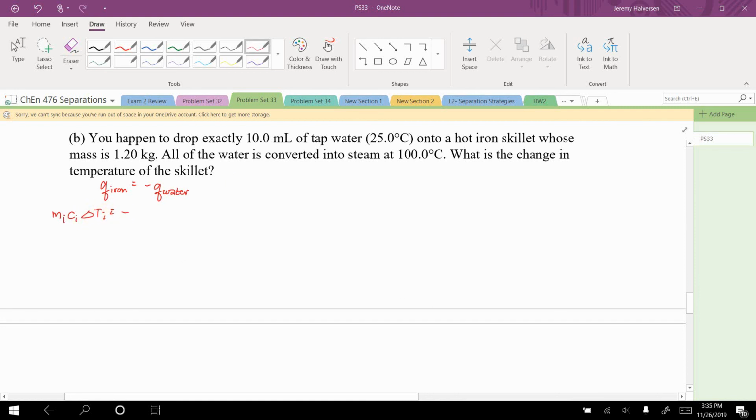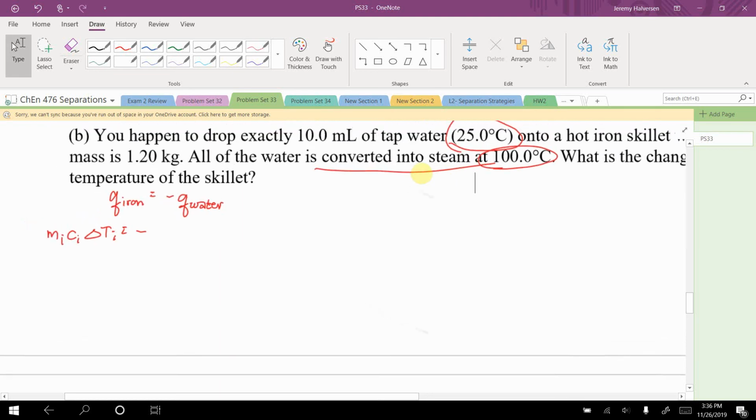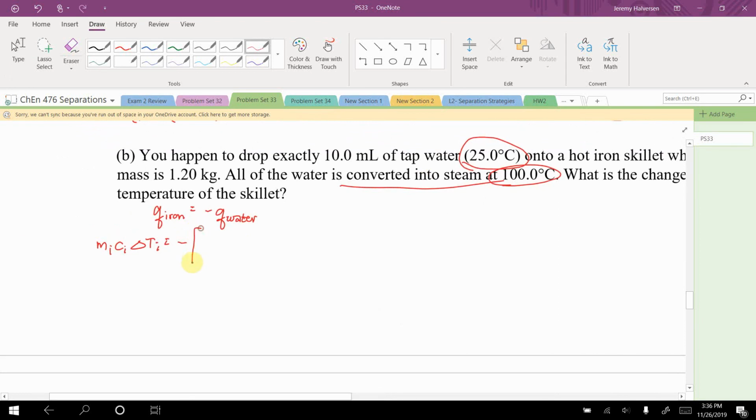What is happening to my water? Well, you'd say it's converted to steam, so it must be boiling, right? So does that mean all I'm doing is n delta H? No, I will use an n delta H, but the water started at 25 degrees Celsius and it converted to steam at 100. Before it could boil, it needed to heat up to 100 degrees. Okay, so my total Q of my water is going to be heating up my water and vaporizing my water.